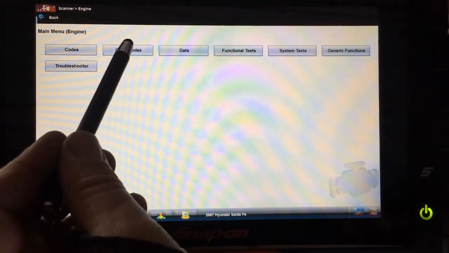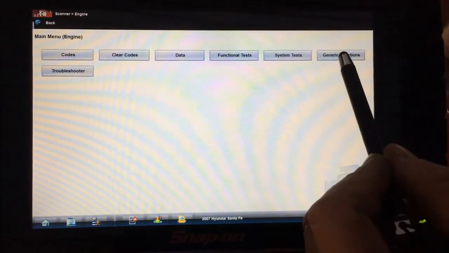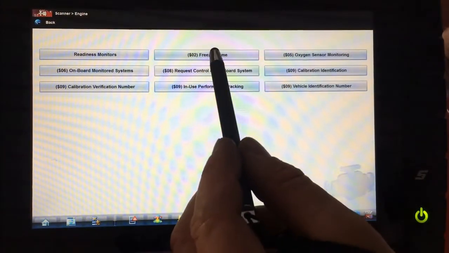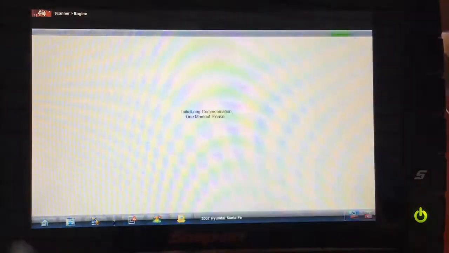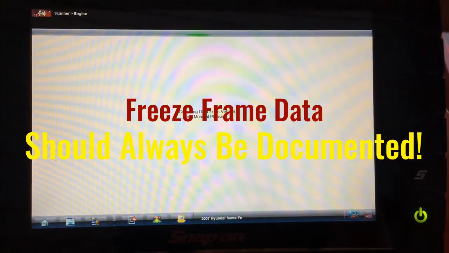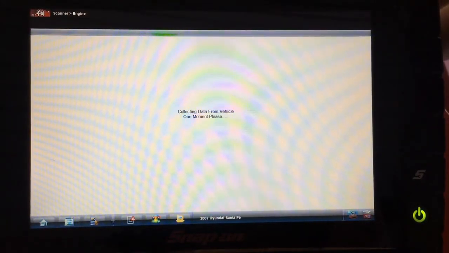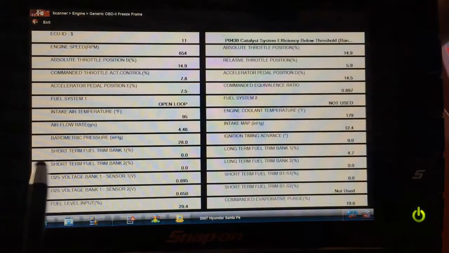Now before you ever clear the code, we want to go to generic functions over to the right, because under generic functions you're going to see freeze frame. And when you do freeze frame, it will tell you what the car was doing when the code was set. The standard rule for automotive is always check what the car was doing when it set the code. So how fast it was going, how hot it was outside, and it just gives you all a good information to go by.